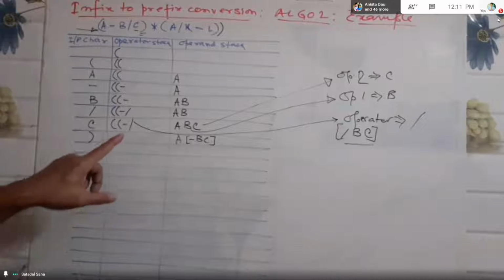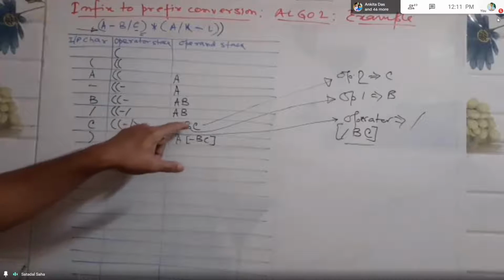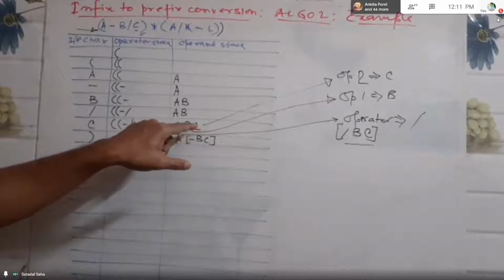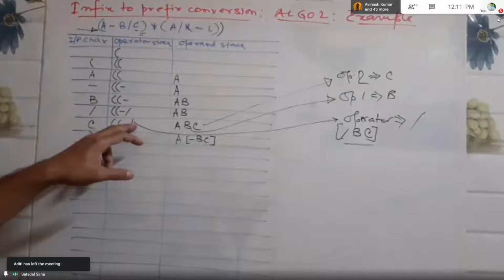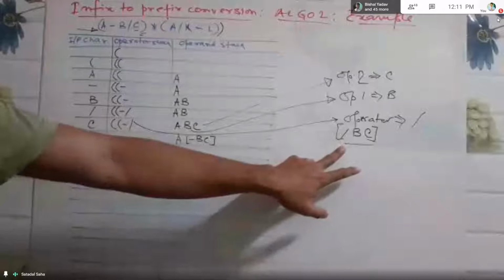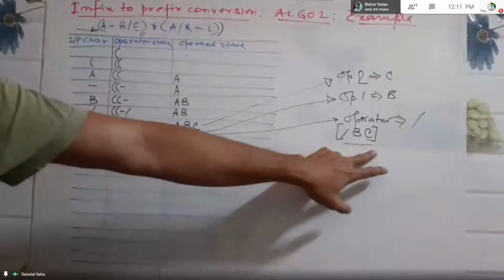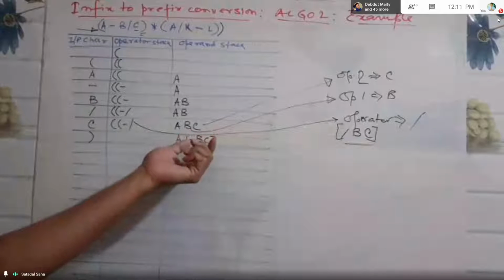That means once you get a closing brace, you need to pop two operands from the operand stack. First operand will be operand 2. Second operand will be operand 1. You need to pop one operator from the operator stack, and then you need to concatenate like operator, then operand 1, then operand 2. So this is the result of concatenation. You push it again into the operand stack.